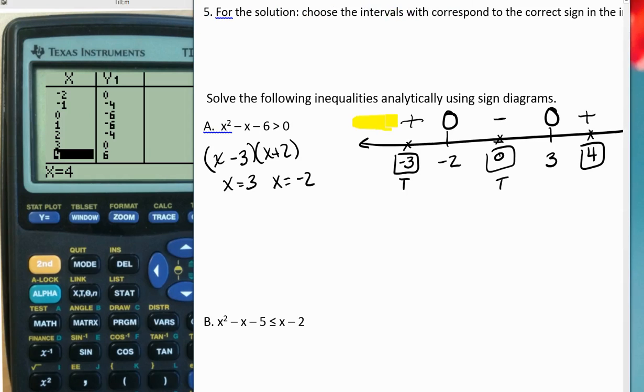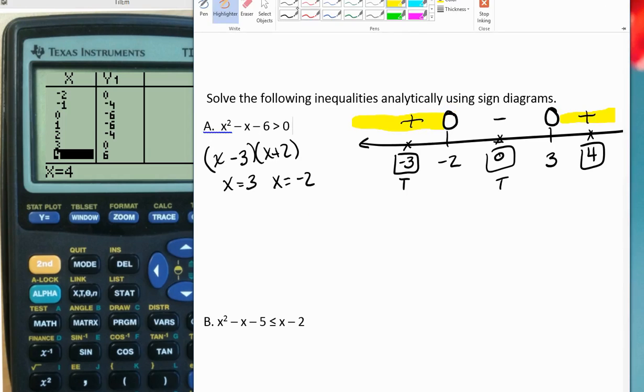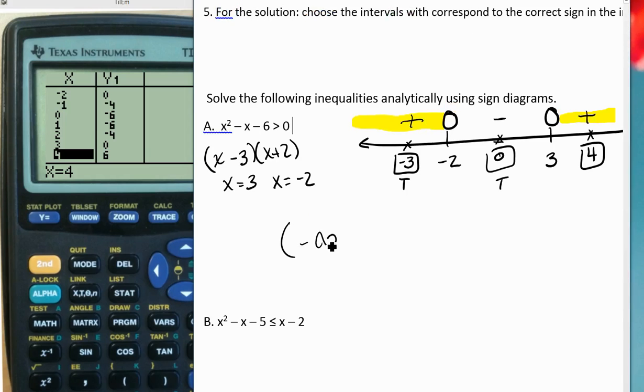So we want this interval and this interval. So we're going to write that in interval notation. That would be negative infinity up to negative 2, and since it's just a greater than, we'll use parentheses, union 3 to infinity. So that's solving our polynomial inequality. So let's try one more.